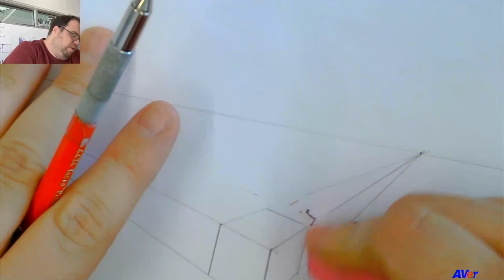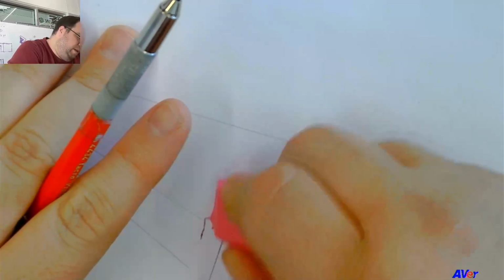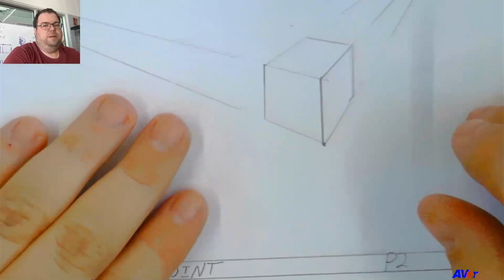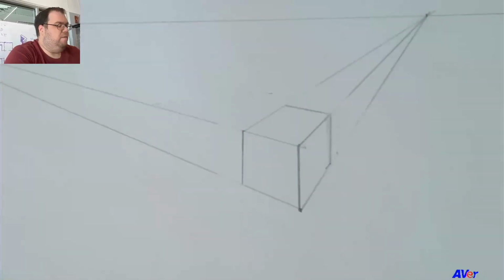And then I'm going to erase my receding lines a little bit. Not all of them, because I'm going to need them for more of the drawing. And at that point, you should have a 2-point vanishing point perspective drawing of a cube.